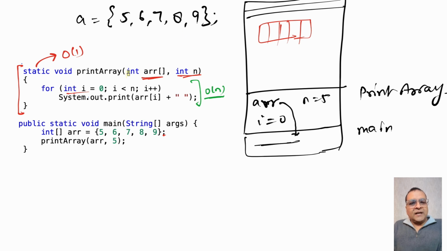You should not get confused by this arr. Arr is not the entire array. Arr is only a reference to the array. And reference takes constant memory. In the language of C++, we can say that arr is just a pointer.